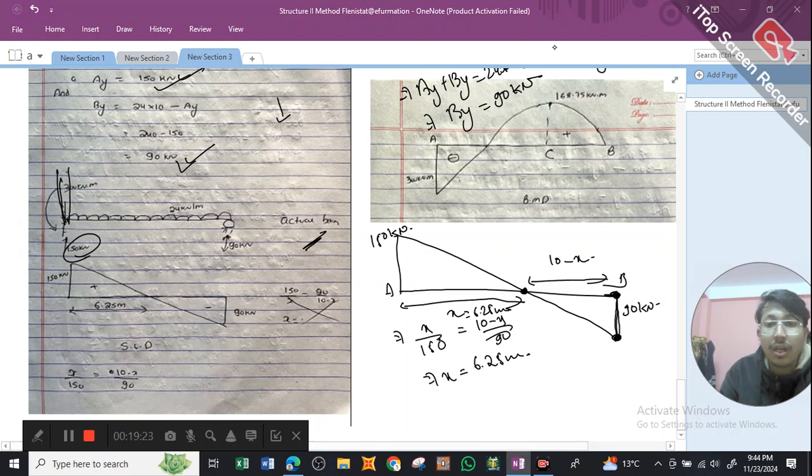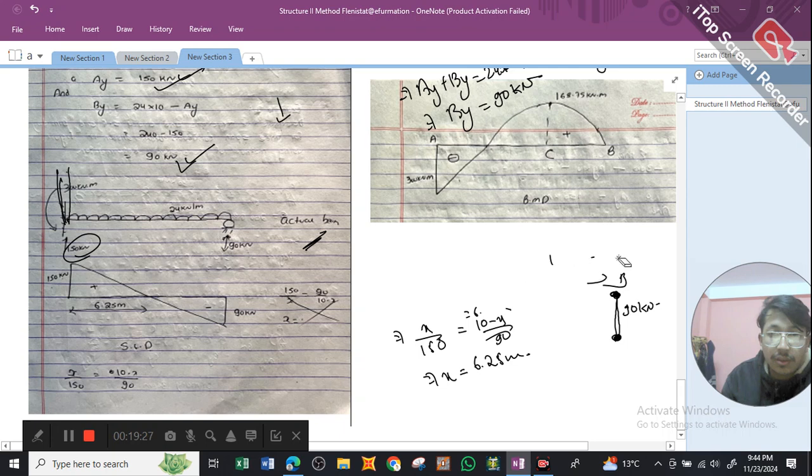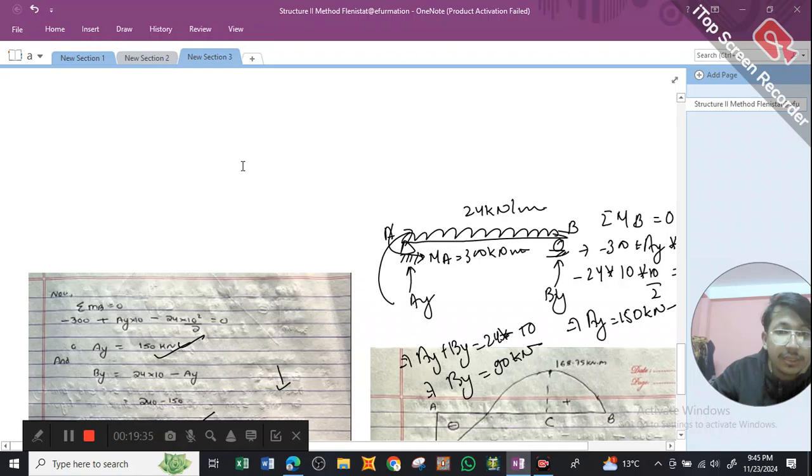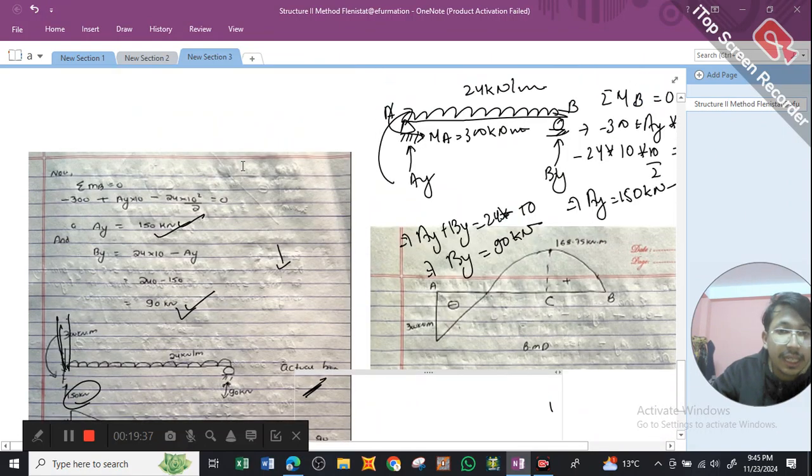Next, we need to draw our bending moment diagram as well. This is now for our bending moment diagram. We have our value of moment at A. The value of moment at A, we calculated it to be 300 kilonewton meters. So it is acting downward. Sorry, it is acting in anti-clockwise direction.